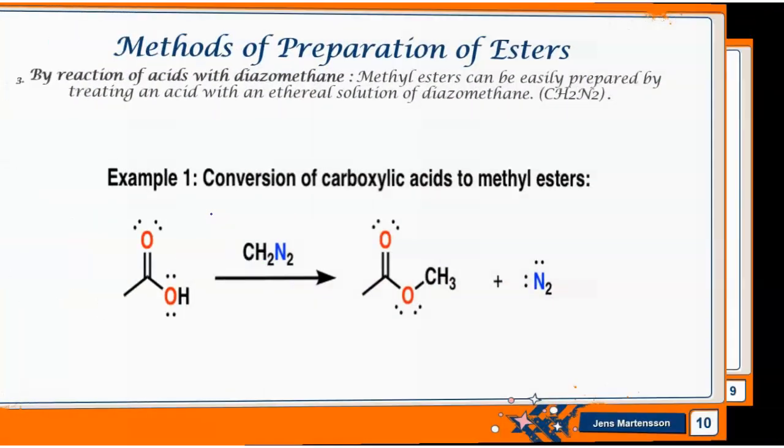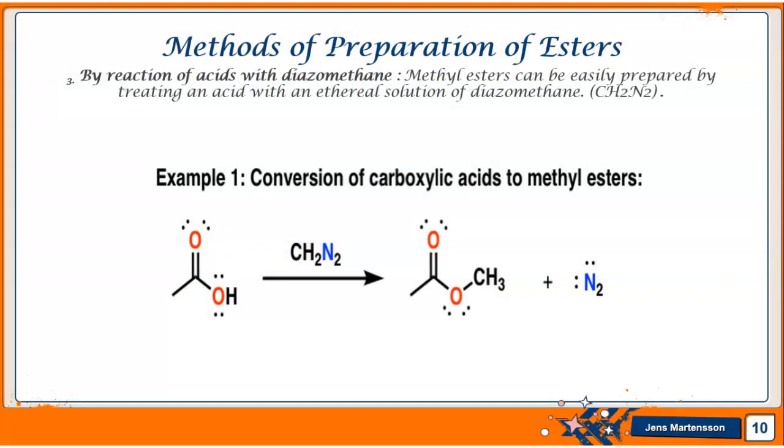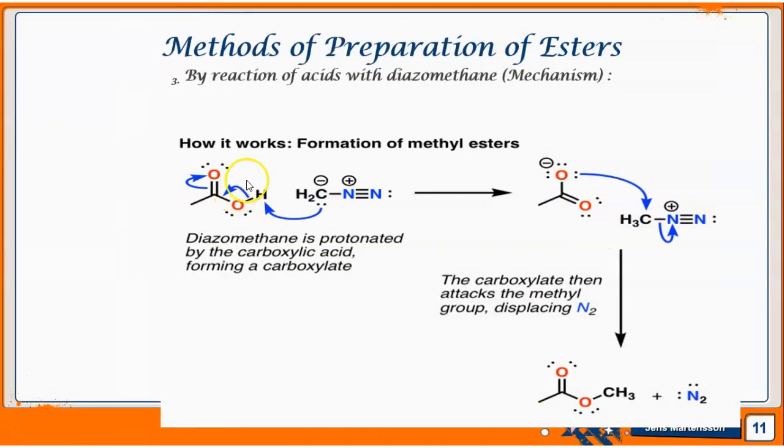Now let's discuss the third preparation method, that is by the reaction of your acid with diazomethane. What is happening? Your methyl esters can be easily prepared by treatment of your acid like this with an ethereal solution of diazomethane. You can see over here that the ethereal solution of diazomethane leads to the formation of this particular ester, and nitrogen gas is released as well. Okay, so in the next slide you can see how this particular reaction occurs.